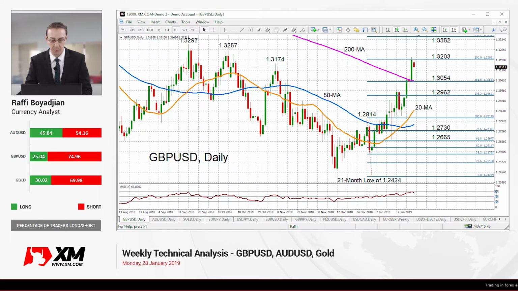Today we're going to be looking at the pound dollar, the Aussie dollar and gold. We're going to start first with pound dollar.